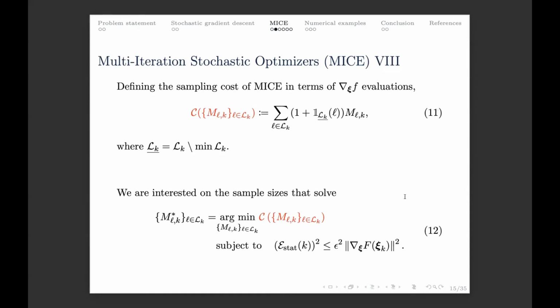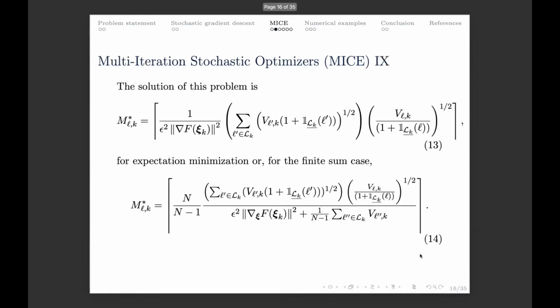In other words, we want to solve the problem presented here in equation 12, where we want to minimize the sampling cost while keeping the statistical error below epsilon squared times the norm squared of the gradient. This problem has a closed-form solution, and for the minimization of expectation, we present the sample sizes for each level for each iteration as equation 13 here. And for the case where we are minimizing a finite sum, in equation 14, where n is the number of summands.